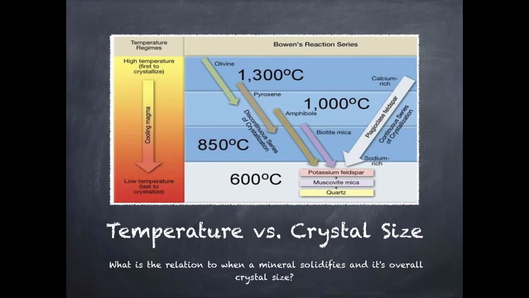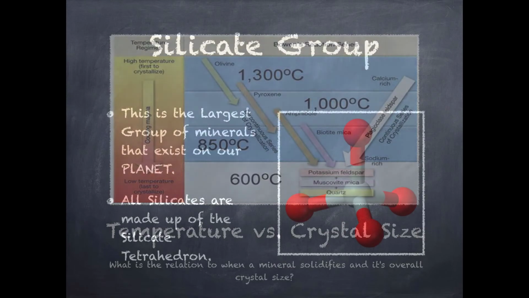Okay, remember, temperature versus crystal size. What is the relation between a mineral's solidification rate and its overall crystal size? The higher the temperature and the quicker the cooling is basically going to mean bigger crystal size. Lower temperature and a slower amount of cooling time will mean smaller crystal size. An example in this case will be quartz.